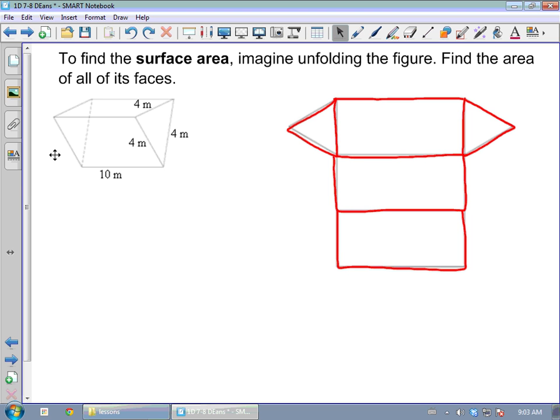And because we've got this diagram in front of us, we're just going to copy the measurements from our three-dimensional drawing over to our unfolded drawing, or our net of this thing. So we know that each side in our triangles is 4 meters. And this one's the same over here. And we know that the length of these rectangles is going to be 10 meters.